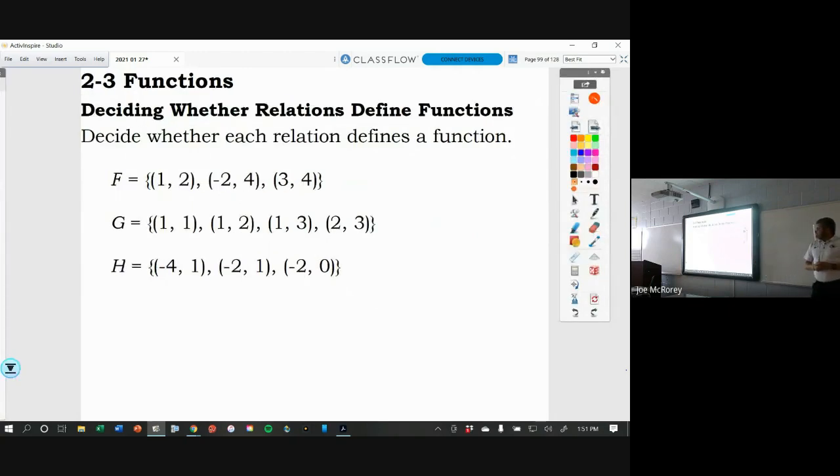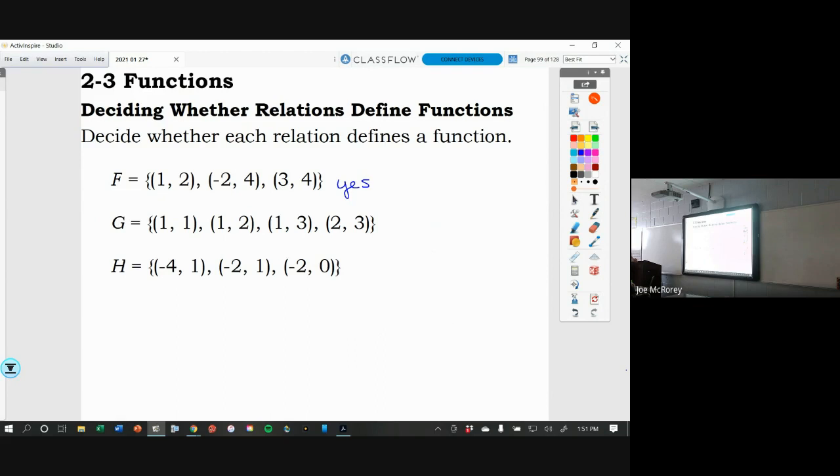Decide whether each relation defines a function. Look at relation F: (1, 2), (-2, 4), (3, 4). Is relation F a function? Yeah, it is a function. Why? Because the x doesn't repeat. Every x that's there has one y value that goes with it. F is a function.